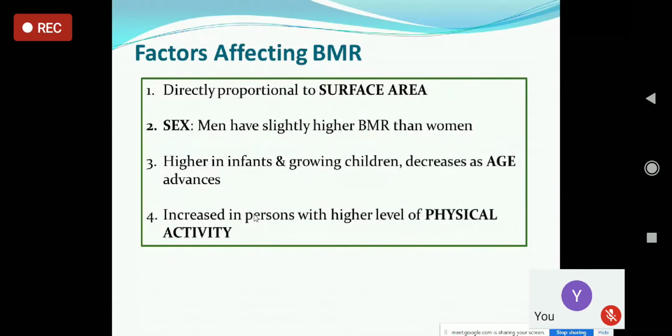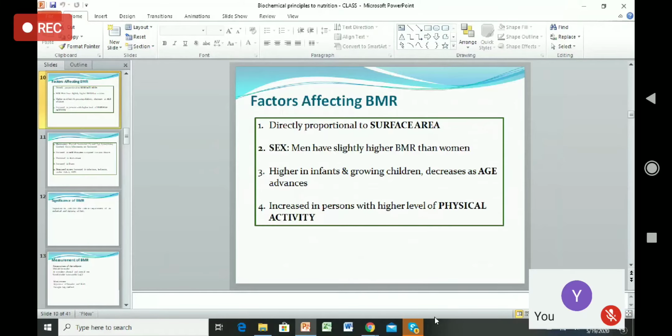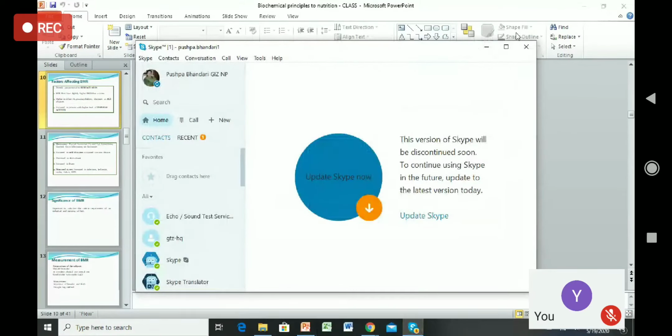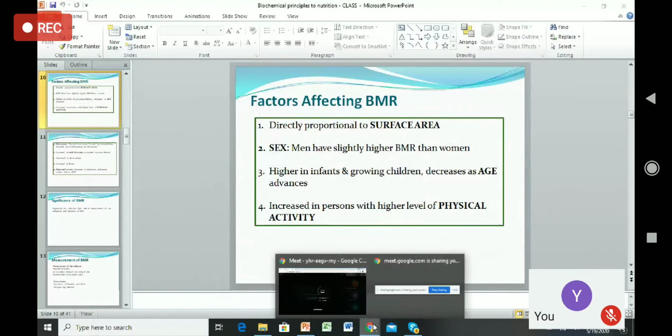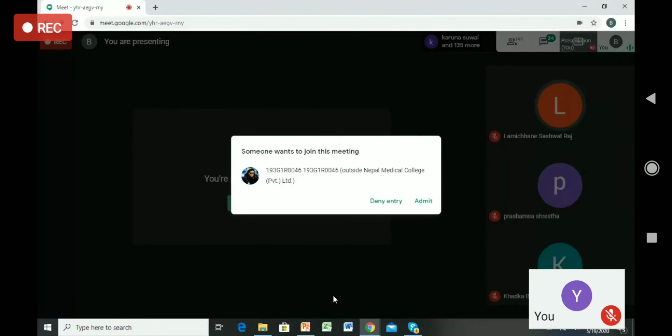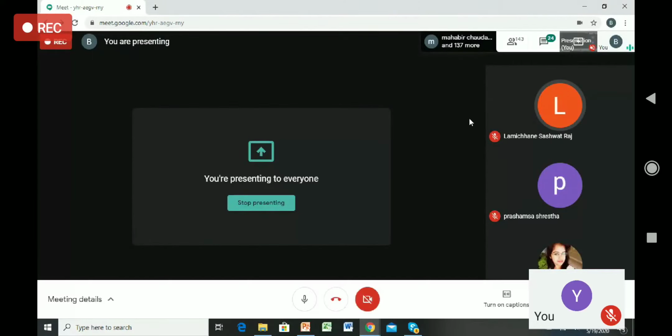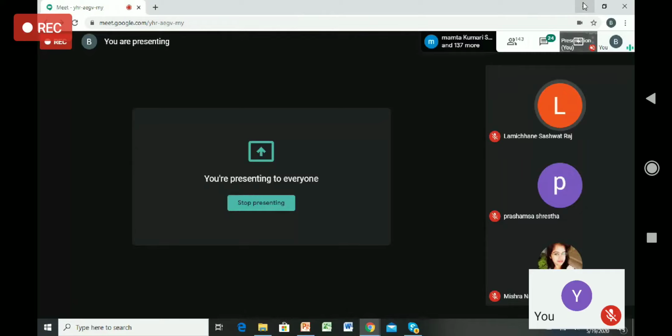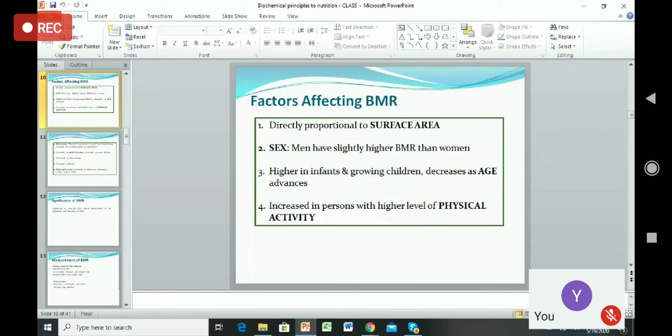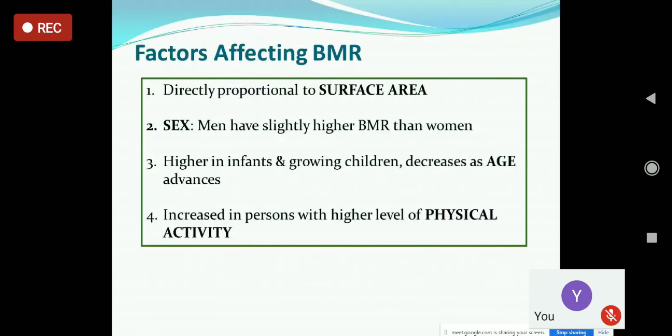There are different factors that affect the basal metabolic rate. BMR is directly proportional to the surface area.